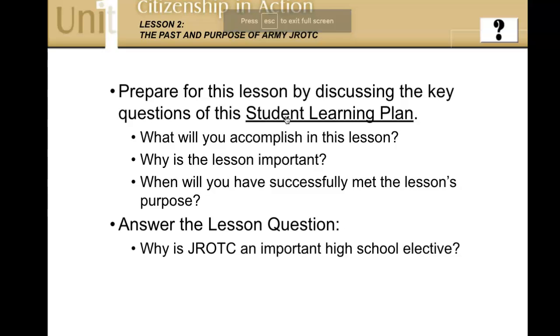make sure you click on this link. There'll be a link for you to pull up the student learning plan. And this is going to tell you what we're going to accomplish, why it's important, and then how you will know that you have successfully met those objectives. At the end of this, you should be able to answer the question, why is JROTC an important high school elective? Why is JCC an important middle school elective?